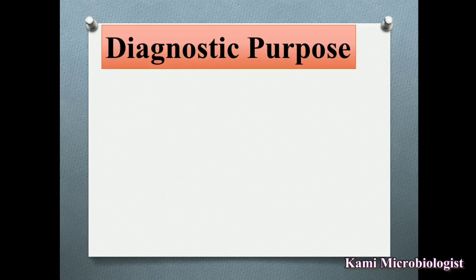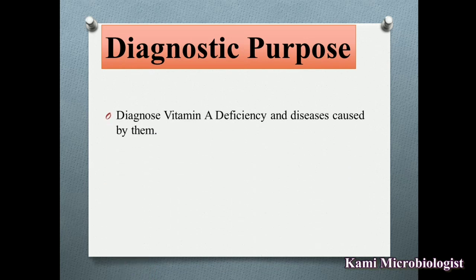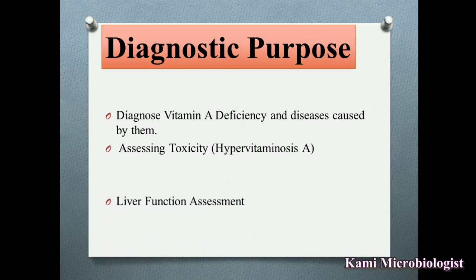Now let's see the diagnostic purpose of this test. For what purpose can we use this test? This test can be used to diagnose vitamin A deficiency and diseases caused by it. This test can also be used for assessing toxicity, or hypervitaminosis, meaning an increase of vitamin A in the blood.